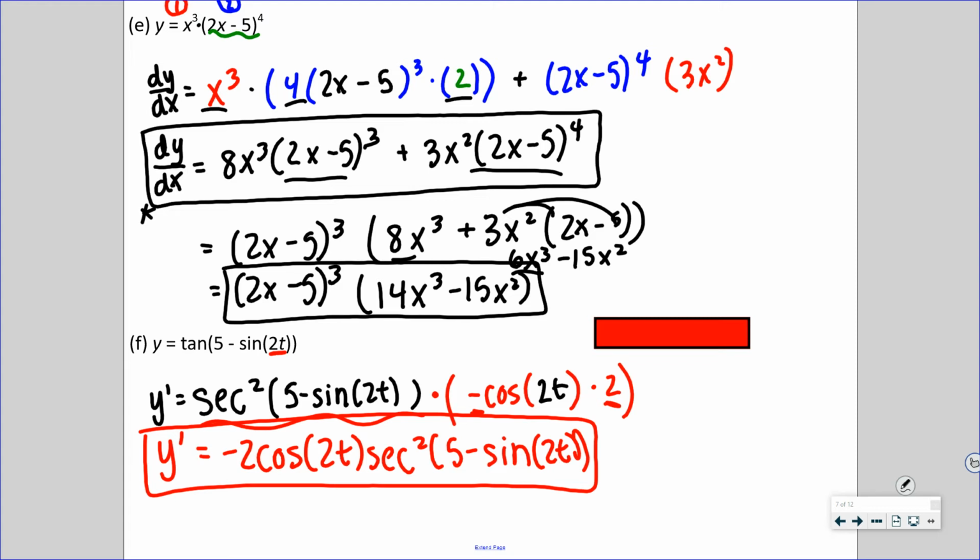They don't look very simplified, do they? They look more complicated than they started. If you really wanted to check your answer, you could type this into your calculator. You could do in y3 the derivative of this, and we should get the same graph.